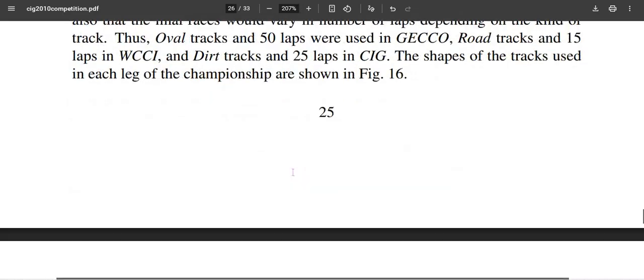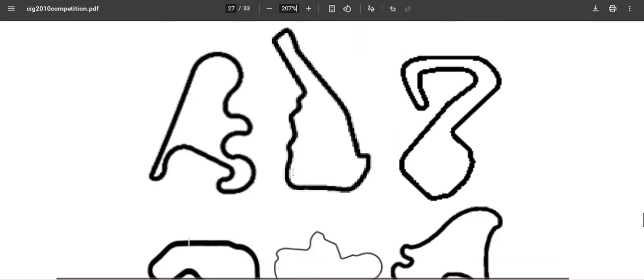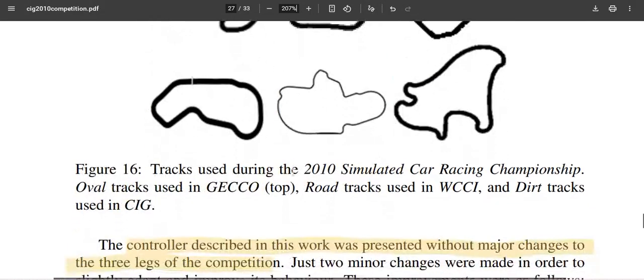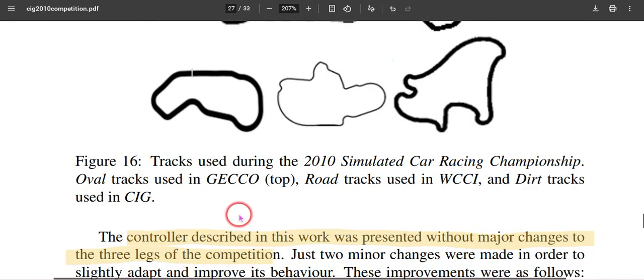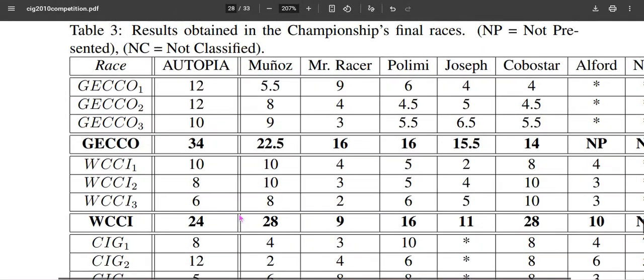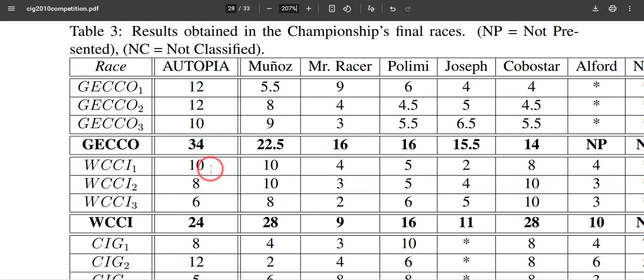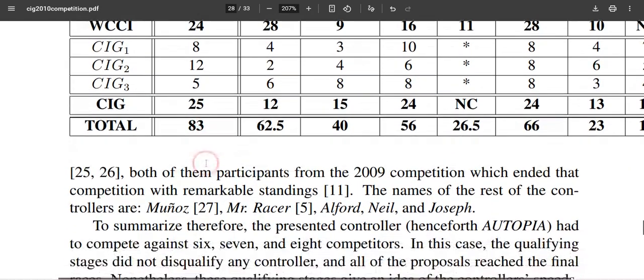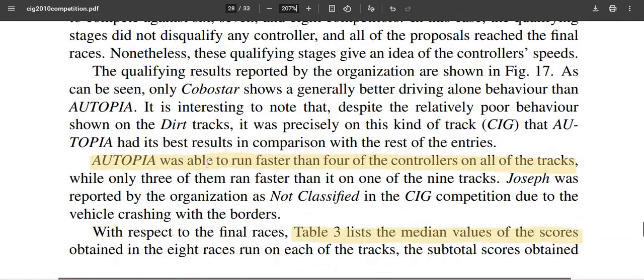Autopia is one among the 8 chosen, and they have different track conditions called Gecko, WCCI, and dirt tracks, and these results have been summarized here. Among these, Autopia scored a higher score in Gecko, came third in WCCI, and on the dirt tracks it came first again. With this summary, Autopia was able to run faster than other controllers on all of the tracks.